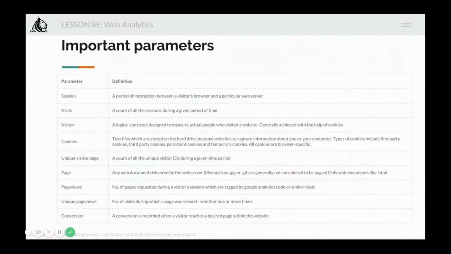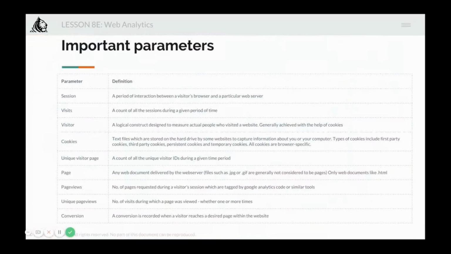So what are some of the important parameters that you need to know about web analytics? These are some of the parameters and their simple definitions. You must have heard of session. So what is a session? It's the period of interaction between a visitor's browser and a particular web server. The rules are out there as to what will be called a session and what will not be called a session.